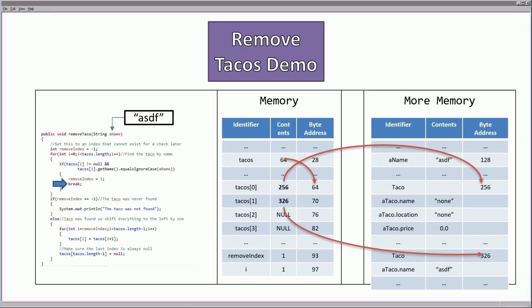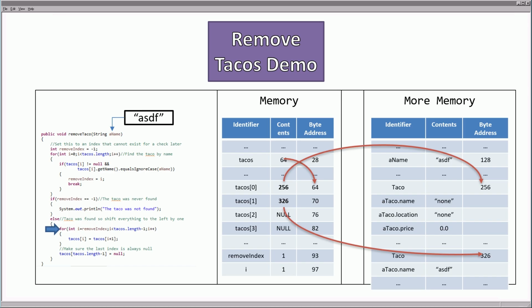We break out of the loop. Now, if the remove index is still equal to -1... the remove index is 1, 1 is not equal to -1, so we go to the else. Now inside the else, we go inside this for loop and declare I is equal to the remove index, which this time is 1.